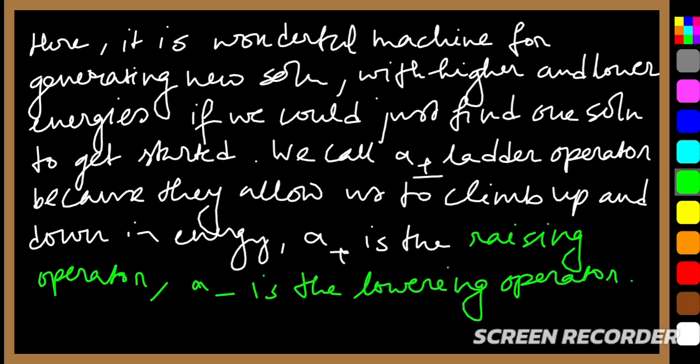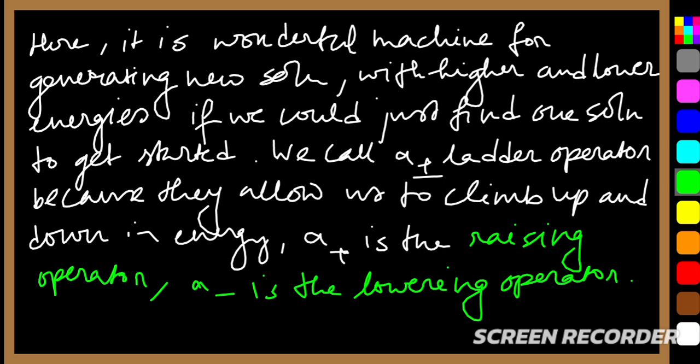Okay, so here it is, a wonderful machine for generating the new solution. Machine means, it is not a machine actually, this is the procedure, a procedure through which you can get a new solution. We have to get the new solution with higher and lower energies if we could just find one solution to get started.